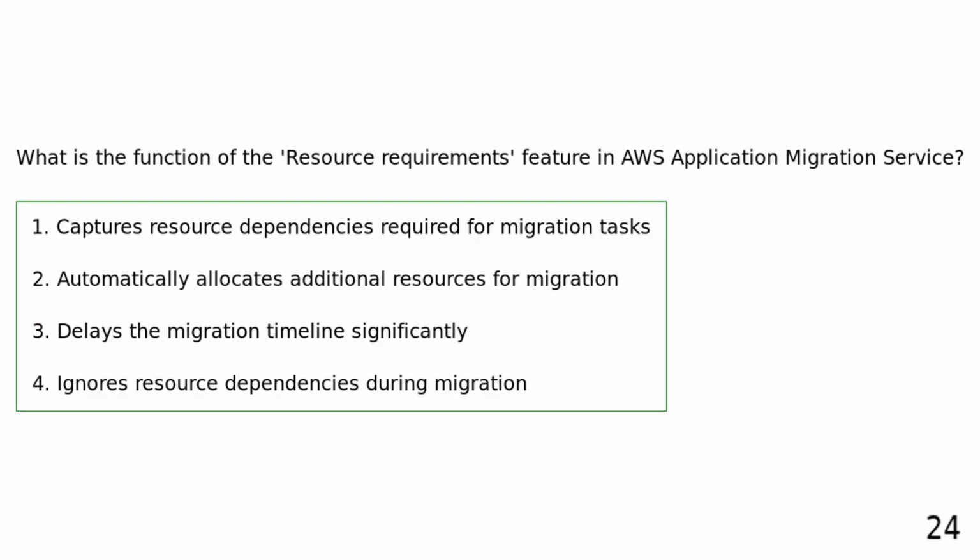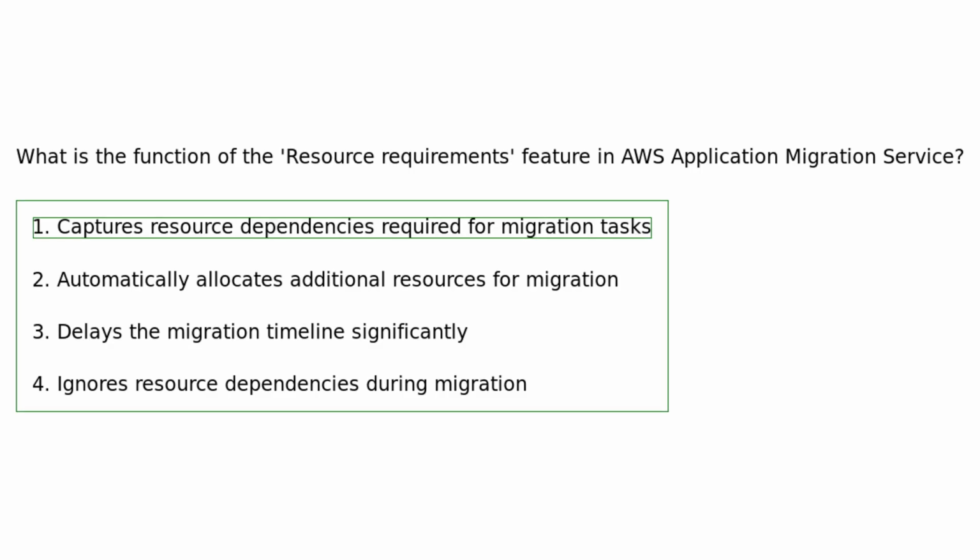What is the function of the Resource Requirements feature in AWS Application Migration Service? Captures resource dependencies required for migration tasks. Automatically allocates additional resources for migration. Delays the migration timeline significantly. Ignores resource dependencies during migration.